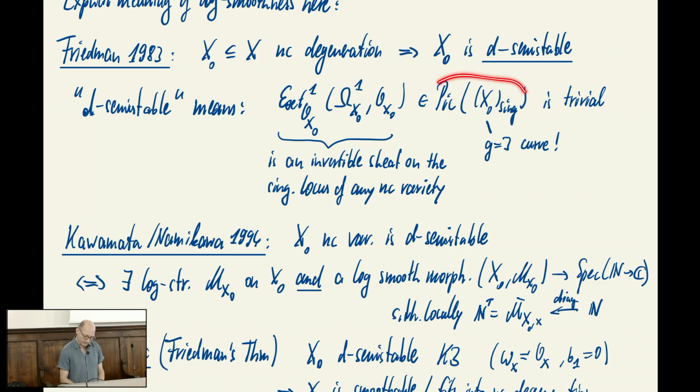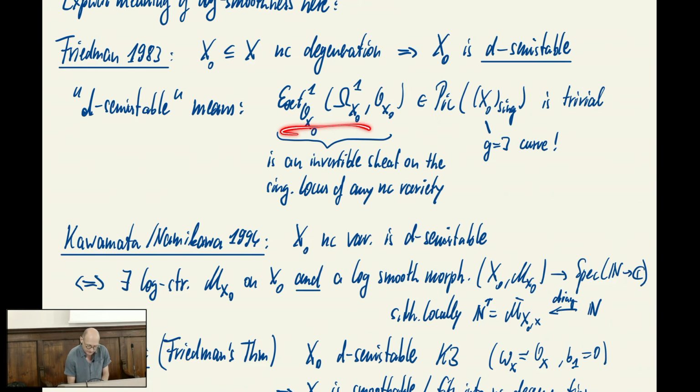D-semistability, so you get an element of the Pic of the double locus. In this case, it's a genus 3 curve. So this is non-trivial, okay? And d-semistability means this should be trivial. Should be a trivial sheaf, sorry. This should be a trivial sheaf.